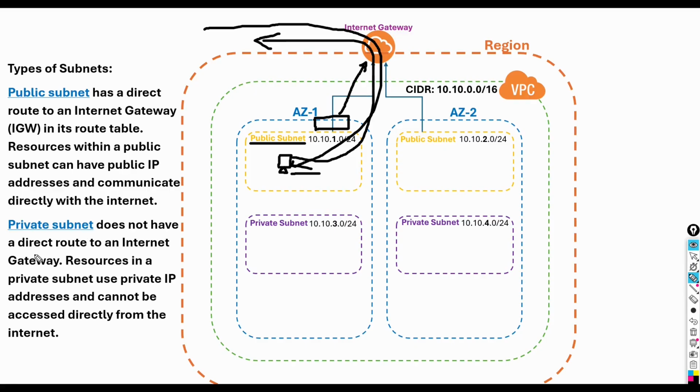A private subnet does not have a direct route to an internet gateway. So if there is a routing table for the private subnet, it can be a separate routing table for the private subnet. And generally we call it a private subnet route table because it doesn't have the routing entry for the internet gateway. That's why we call it a private subnet. And the resources inside the private subnet will not have access to the internet because there is no route to go out through the internet gateway. Let's have a look at the routing table in the next slide so we can get more idea on it.